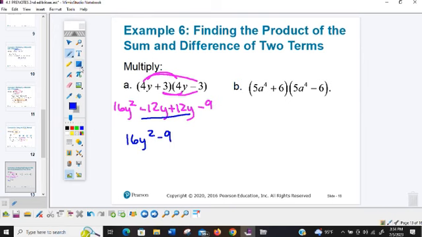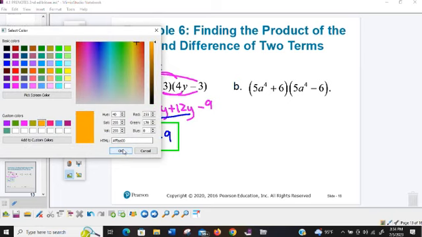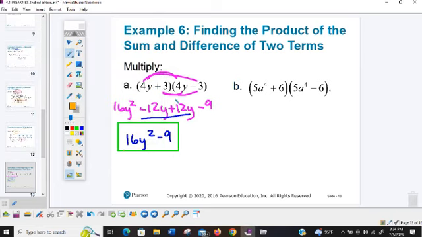Now this is kind of a special one, and we're going to use this when we start to factor in the next section. So what you need to know is when they are exactly the same except the sign in the middle, you're going to end up with the middle terms canceling. Let's see how it happens here.